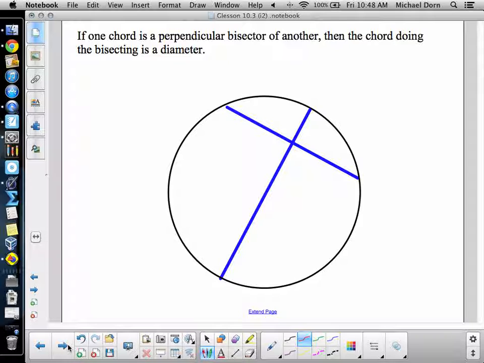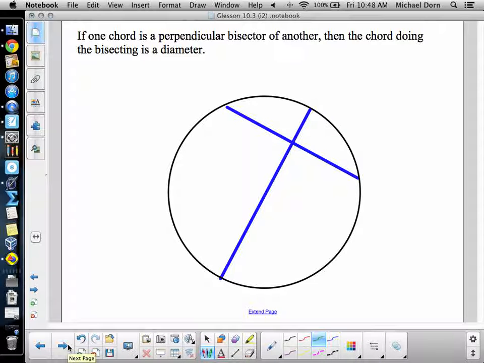This is an interesting one. If one chord is the perpendicular bisector of another chord, then the chord doing the bisecting is the diameter of the circle. And you're probably thinking, okay, among the list of useless information, this is high up there at this point. But actually, this one is extremely useful.